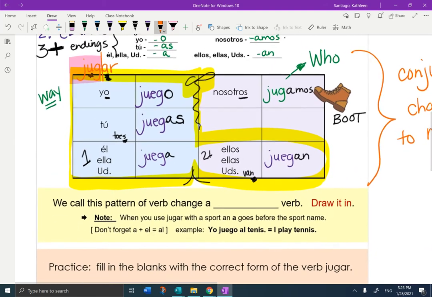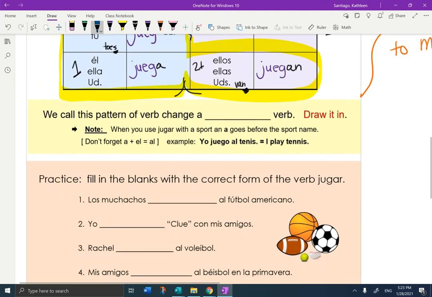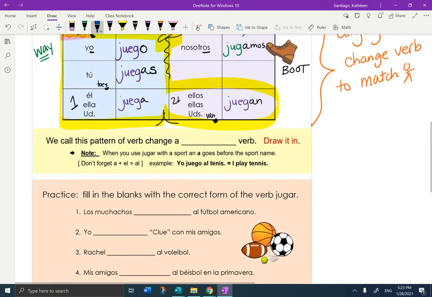All right, let's finish these notes here. Okay, so we've got our chart. It says, we call this pattern of change a boot verb. It's a stem changer. It's a boot verb. Draw in the boot. Check, we did that already.